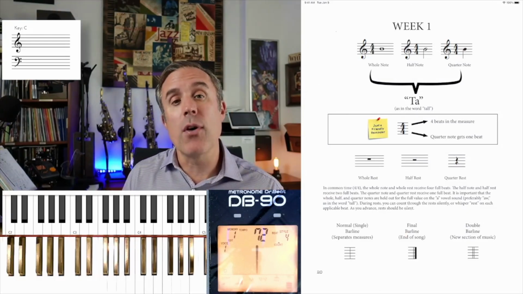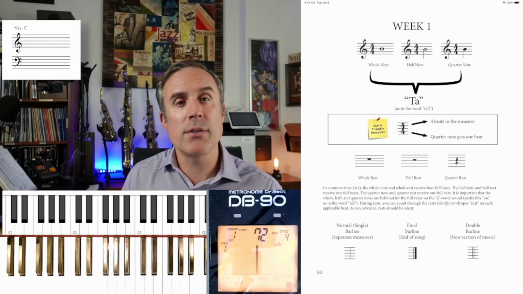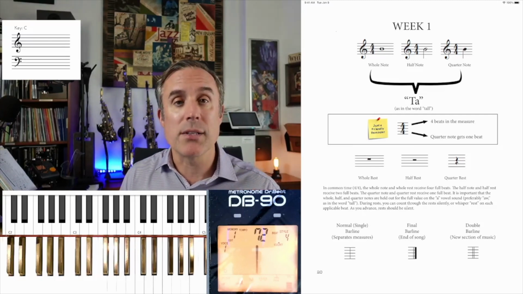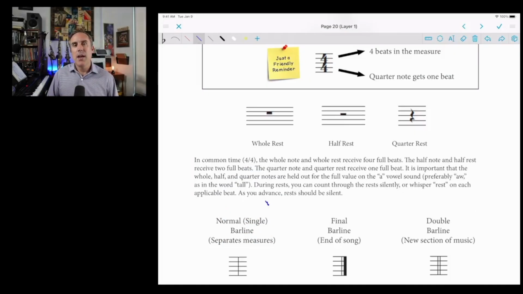We talk about the 4/4 time signature. We talk about whole notes, half notes, quarter notes. We also talk about whole rests, half rests, and quarter rests, as well as bar lines, a measure line, a final bar line, a double bar line. In the middle of the page, you'll see a friendly reminder of what the 4/4 time signature means. So let's go over that.